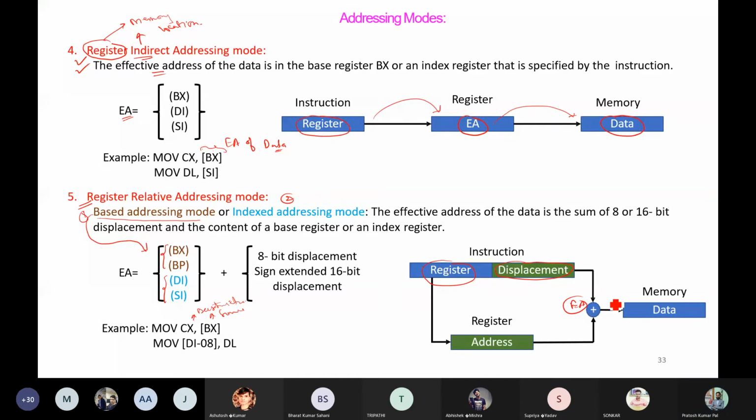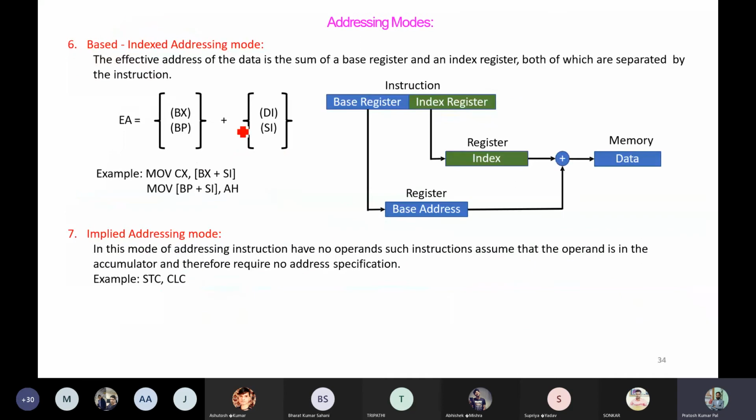Next one is based indexed addressing mode. In based indexed addressing mode, the effective address of data is the sum of a base register and an index register, both of which are specified by the instruction. So in based indexed, we will be using the base register and the index register both to indicate the effective address.